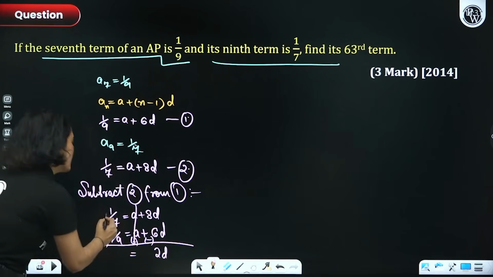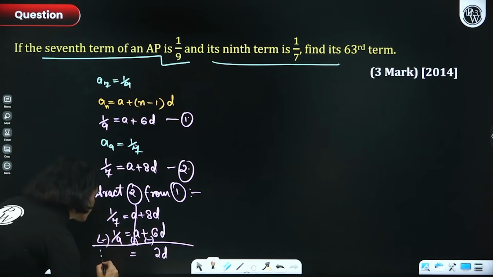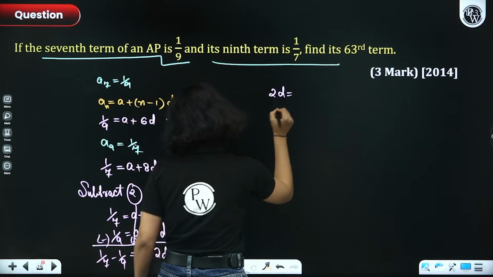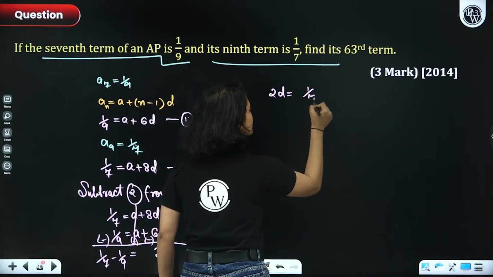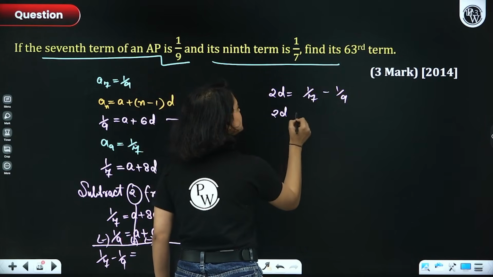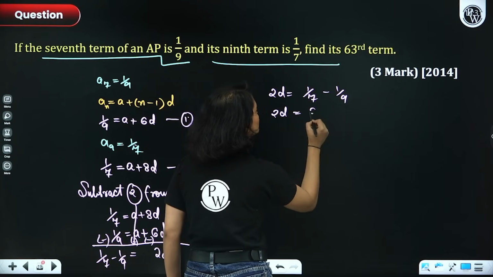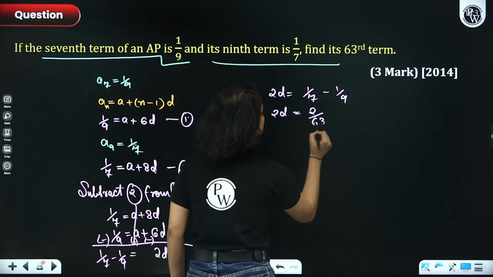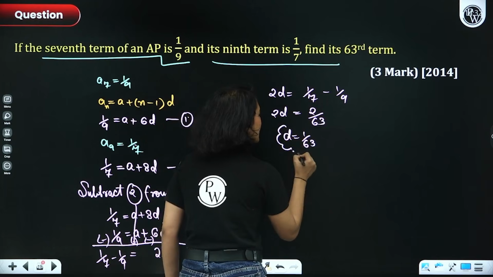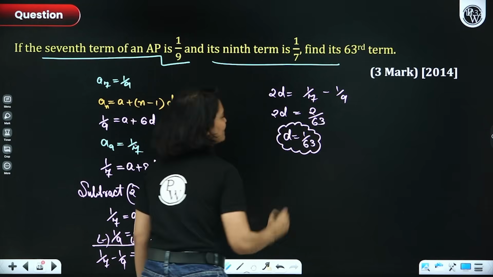Here what we'll get? 1 by 7 minus 1 by 9. So here I'll write it, everyone. 2d is equals to 1 by 7 minus 1 by 9. Okay? So 2d is equals to 2 over 63. So d is equals to 1 over 63. We got d as 1 over 63.